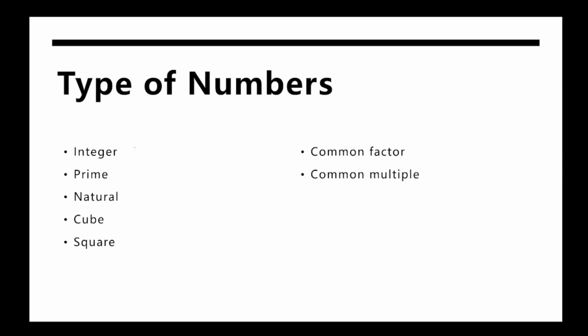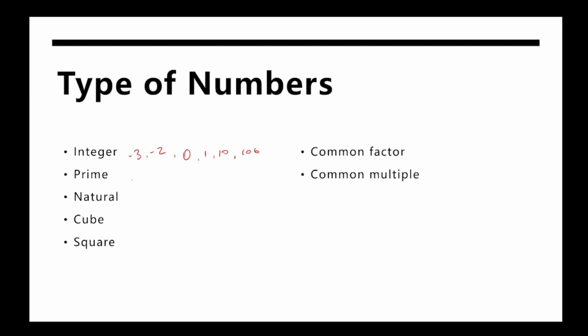The first is an integer. Integers are whole numbers. Examples would be both negative and positive, like -3, -2. 0 is also an integer. And moving on to the positive numbers like 1, 10, 106, etc.